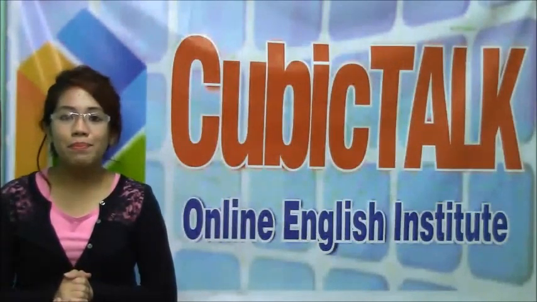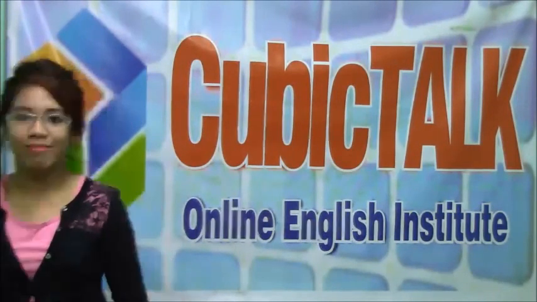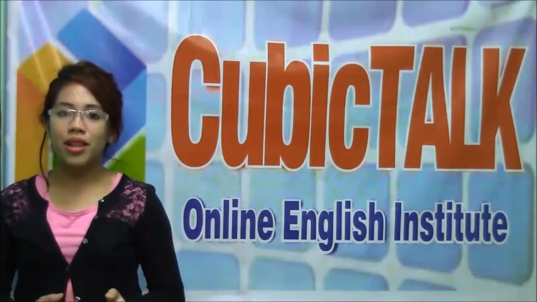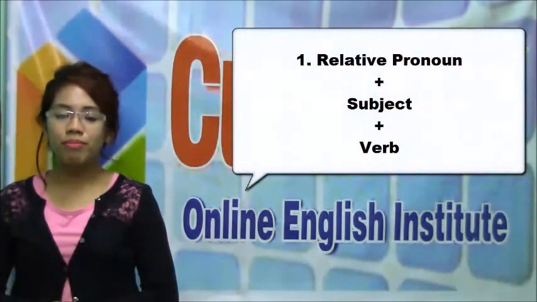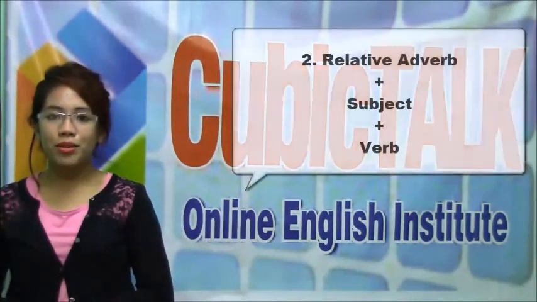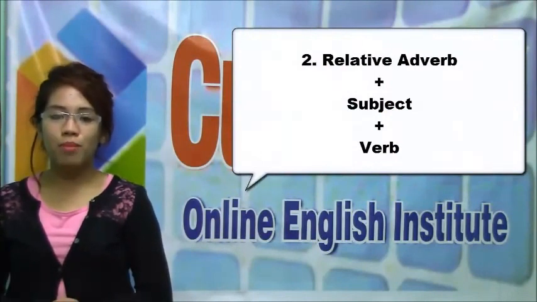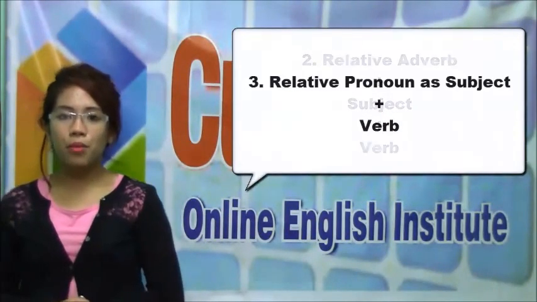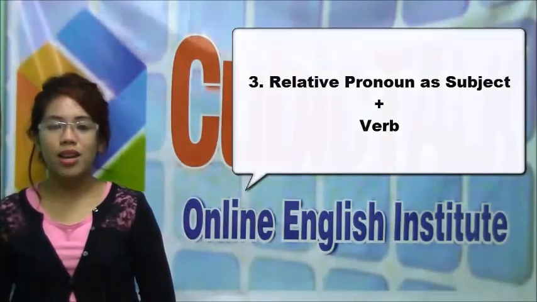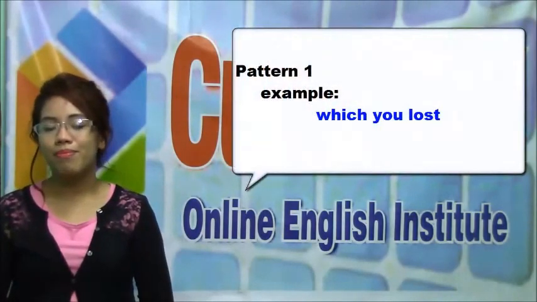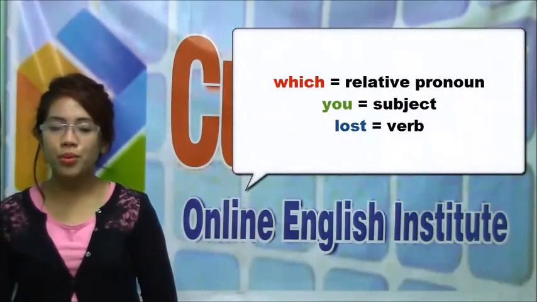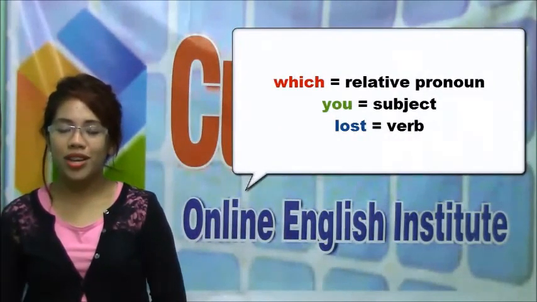Now, let us discuss the patterns of relative clause. There are three patterns for constructing relative clause. Number 1, relative pronoun plus subject plus verb. Number 2, relative adverb plus subject plus verb. Number 3, relative pronoun as a subject plus verb. An example for number 1, which you lost. Which is the relative pronoun, you is the subject, lost is the verb.